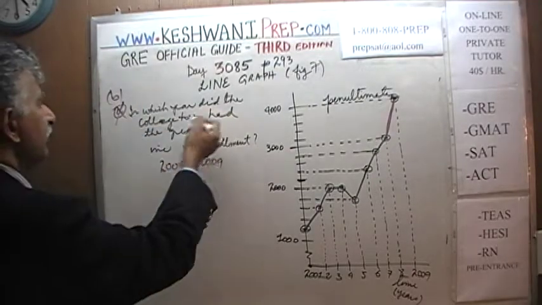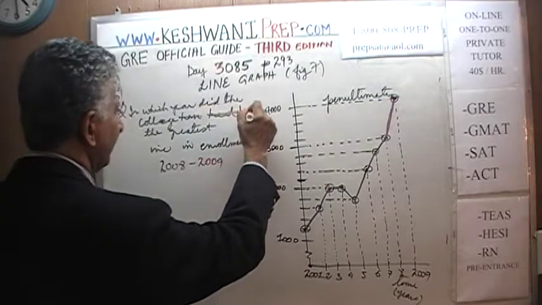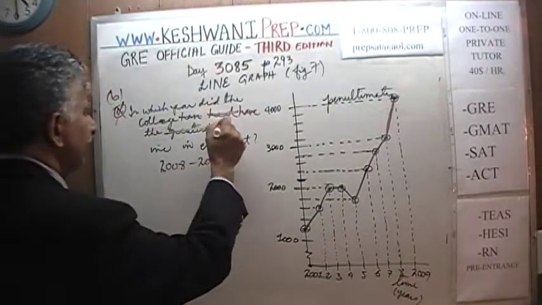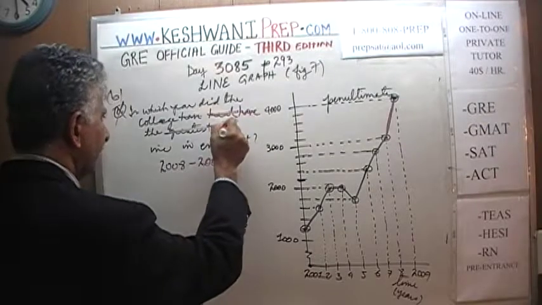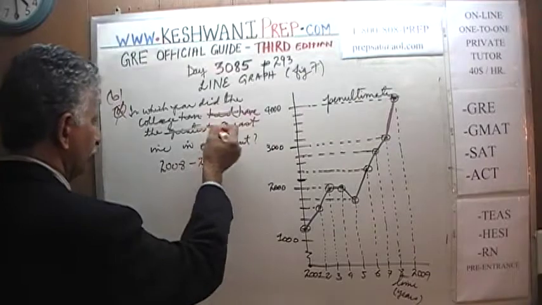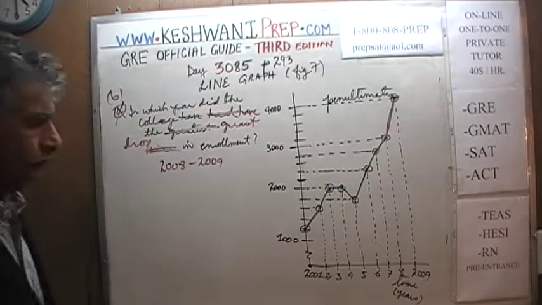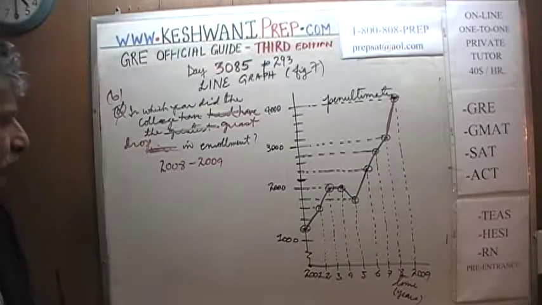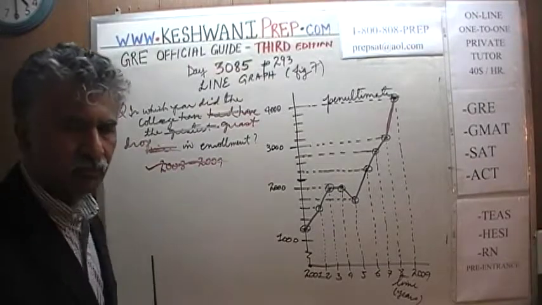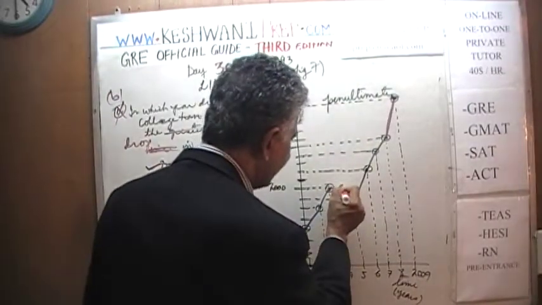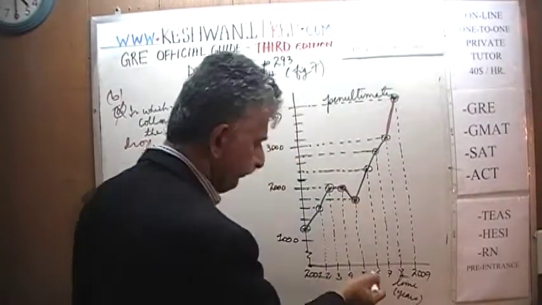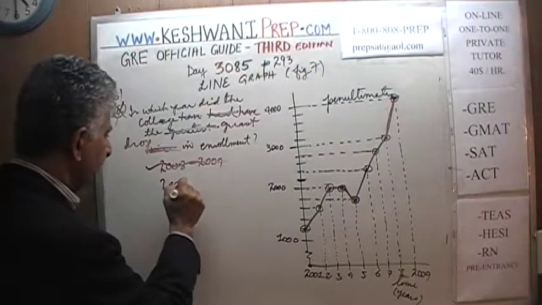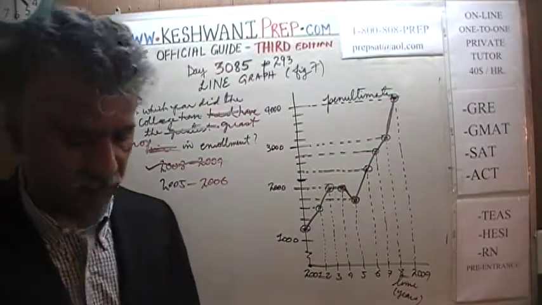Part B. In which year did the greatest, not the increase, but the drop. Even though they may have phrased it like this, as you can see, there is only one year when they had the drop. So now the answer is going to change. We are looking for a segment with a negative slope, because it's going to drop from one year to the next. The only segment with a negative slope is right here, from 2005 to 2006. That is when they had the greatest decrease. As a matter of fact, that was the only year when they had the decrease.